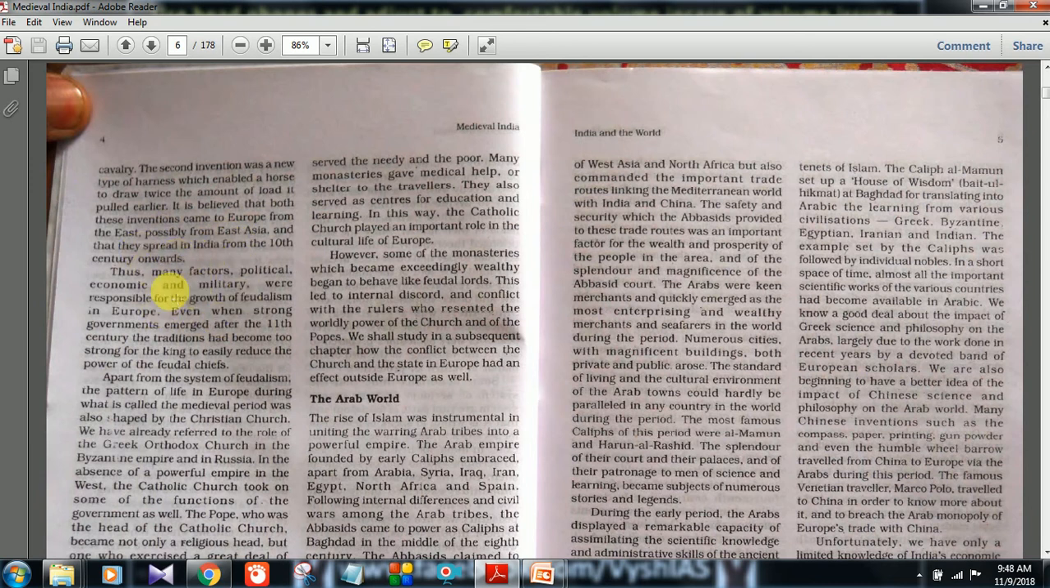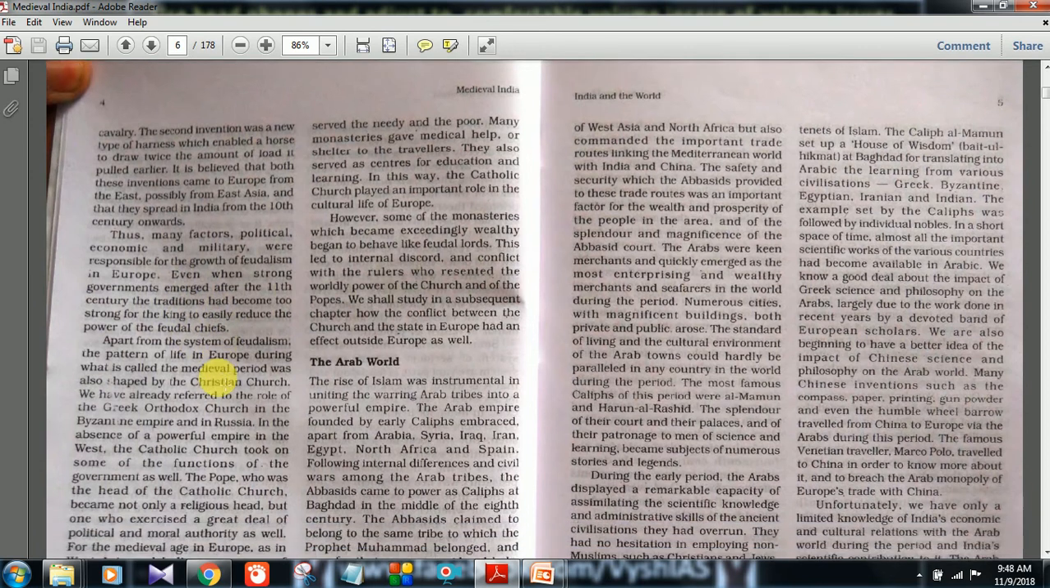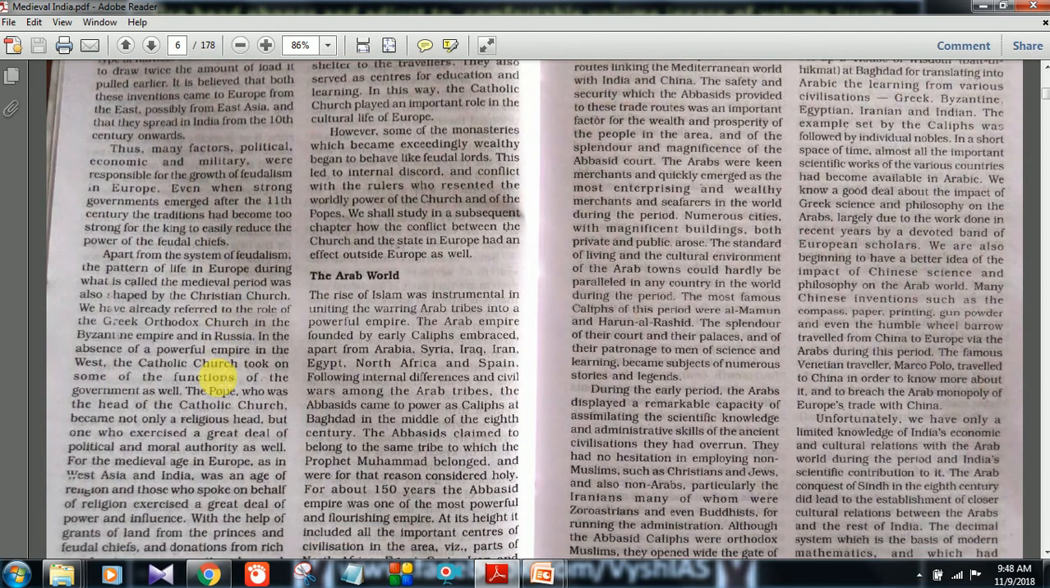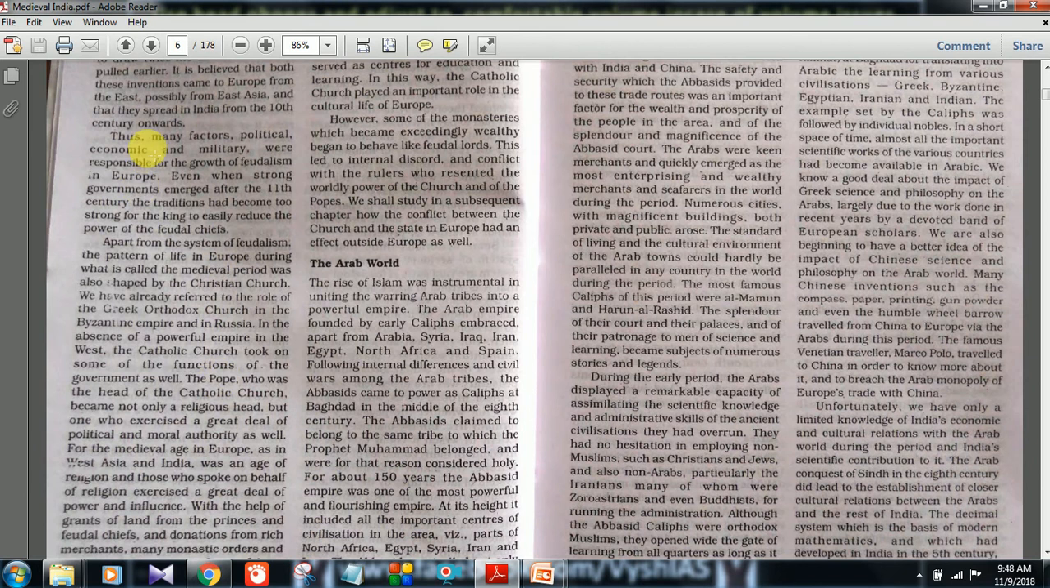Thus, many factors, political, economic, and military, were responsible for the growth of feudalism in Europe. Even when strong governments emerged after the 11th century, the traditions had become too strong for the king to easily reduce the power of the feudal chiefs. So, this feudal chiefs, once it became powerful, it is difficult to take it back. Okay. So, any essay kind of question, anything you get about feudalism, I think this will be the best source. Okay. Use this as the best source.